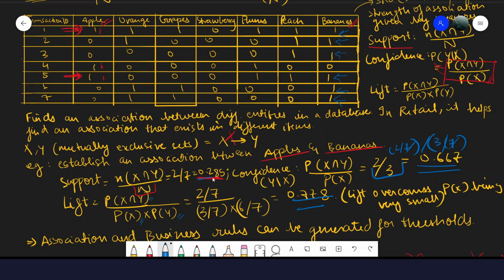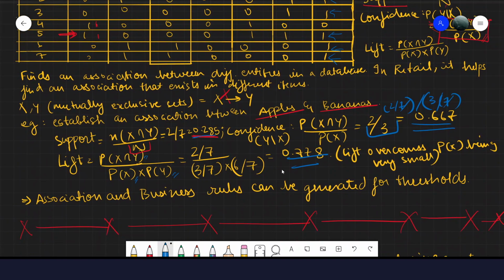So I have my support, I have my confidence, and I have my lift. And using these values as a business, I can set thresholds for the items. Generally these are just 7 items and 7 transactions, but in real life transactions will run into millions. So if I perform a lot of analysis, I can set the thresholds using the measures of support, confidence, and lift. After setting those thresholds, if one of these values crosses the threshold, I can recommend the item together to the person who has bought these items.